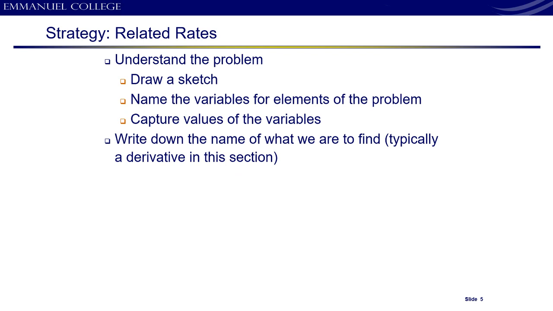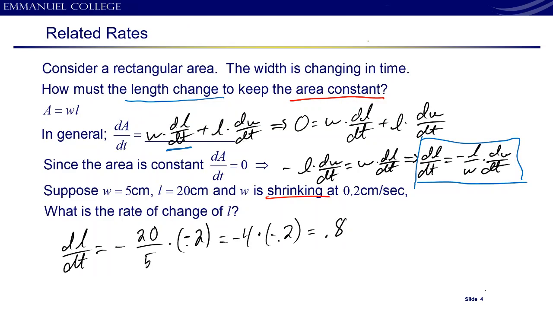So always identify what you're looking for. For us, this is Calc 1, so probably you're looking for a derivative, which means you're looking for a rate of change. So always make sure you identify what you're after. Usually for us, if we go back to this one, how much did the length change to keep the area constant? We identified that we needed to know the rate of change of the length.